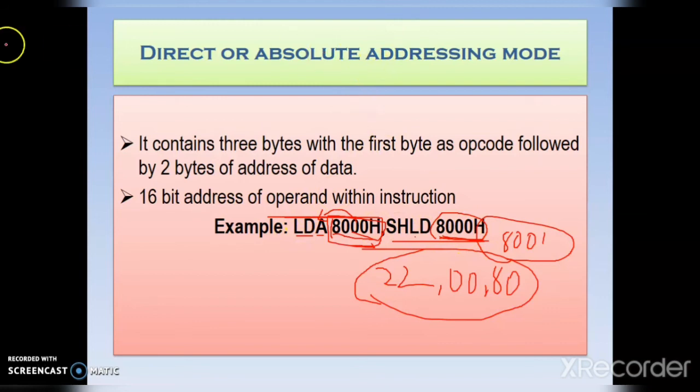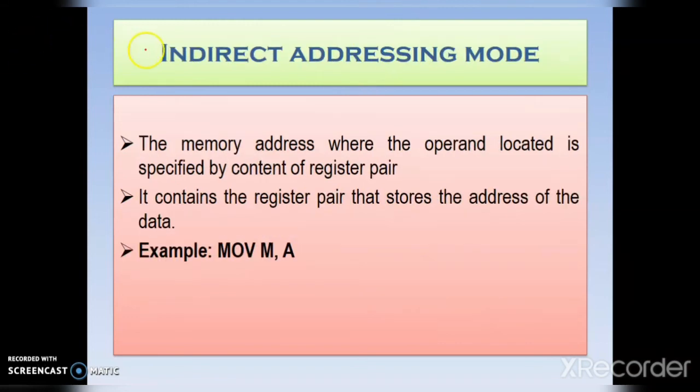So these are about the direct addressing mode. And next one is indirect addressing mode. In this indirect addressing mode, the instruction consists of a memory address. Here the operand is located at the address specified by the contents of a register pair. So in indirect addressing mode, a register pair stores the address of the data. See this example, MOV M, A. A represents the register and M represents the memory location.